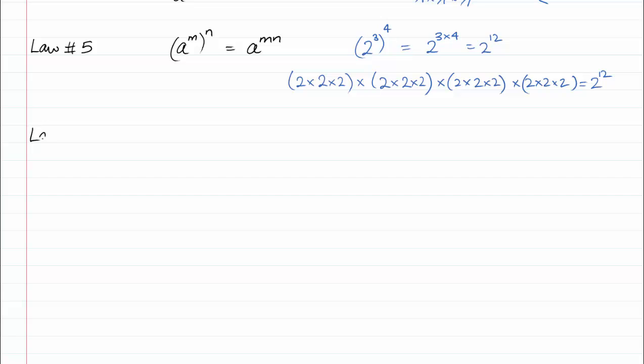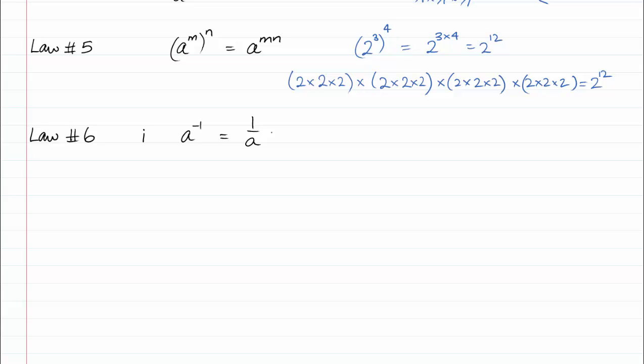Now we're on to our laws to do with negative and rational numbers. So first of all, law number 6. I'm going to break it up into 2 parts. The first one is a simple version of law number 6, and that is that a to the power of negative 1 is equal to 1 over a. This doesn't give us all the examples of law number 6, but it's a good place to start.